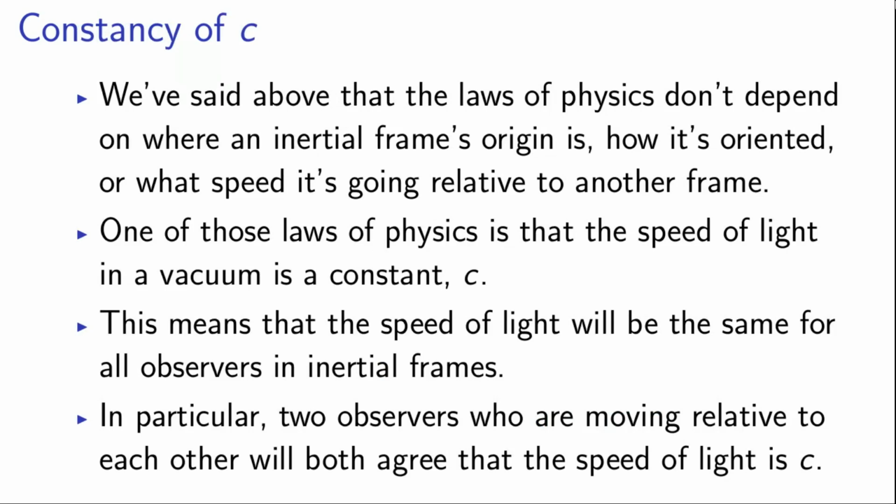Okay, we have said above that the laws of physics don't depend on where an inertial frame's origin is, how it's oriented, or what speed it's going relative to another frame. One of those laws of physics is that the speed of light in a vacuum is a constant, c. This means that the speed of light will be the same for all observers in inertial frames. In particular, two observers who are moving relative to each other will both agree that the speed of light is c.